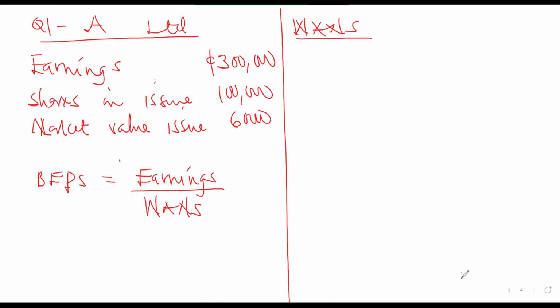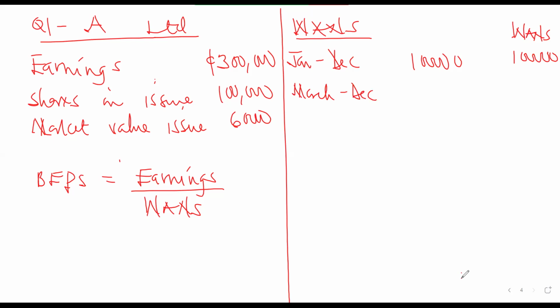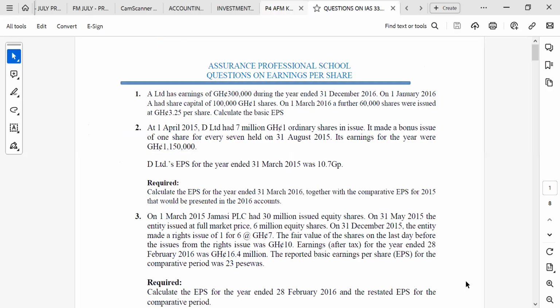So we have January to December. January to December, we have the 100,000. This one, you can even decide not to do anything, because you will still be having your 100,000. That will do a full year contribution to the profit, 100,000. But let's come to March to December. The new issue will do how many months contribution to the profit? 10 months. So we find 10 months of the shares.